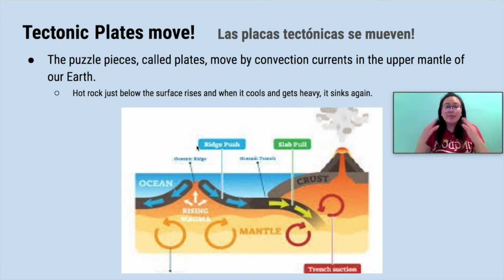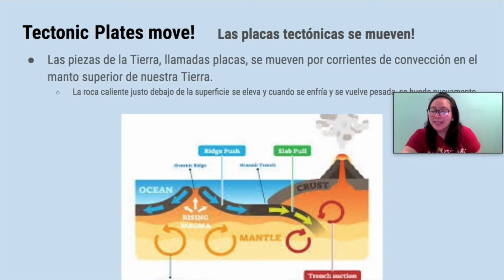So our Earth has many layers. The top layer is called the crust, and the layer right below the crust is called the upper mantle. In the upper mantle, hot rock just below the surface rises. But when it cools, it gets heavy, so it starts to sink again. The theory of plate tectonics states that continents are drifting constantly from place to place, and they're breaking apart, colliding, or grinding against each other. This pressure that they put against each other often leads to earthquakes.